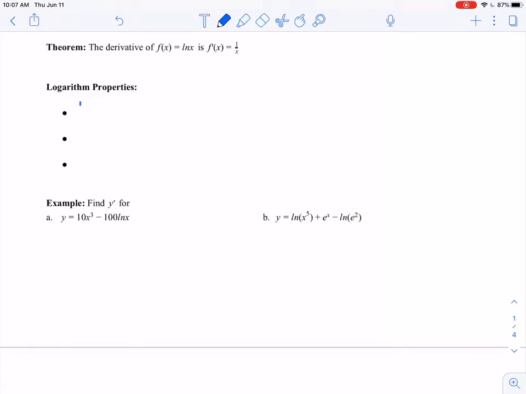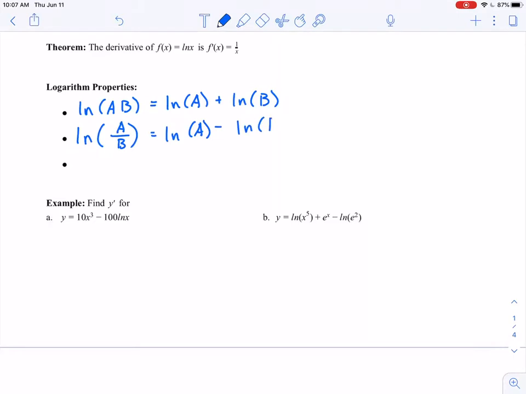The first says if you have natural log of a times b, so we're multiplying two factors inside of a natural logarithm, I can expand this to say natural log of a plus natural log of b. So I can pull it apart into two separate logarithms. The second, very similarly, says if I have natural log of a divided by b, well, division is the opposite of multiplication, so I would expect this right-hand side, what's the opposite of addition? Well, subtraction, and you would be exactly right. Natural log of a minus natural log of b.